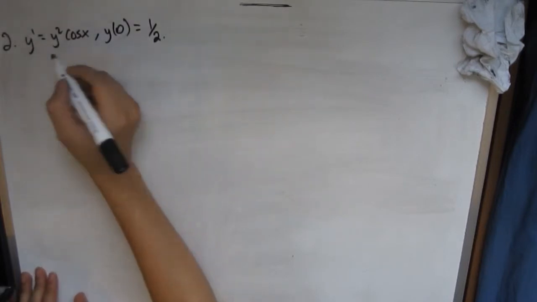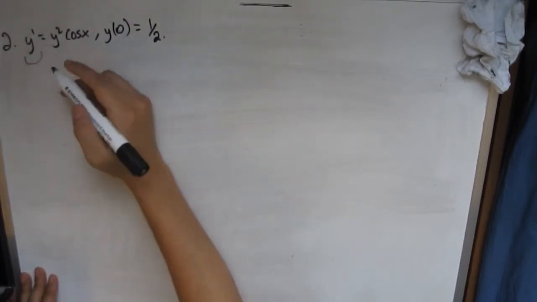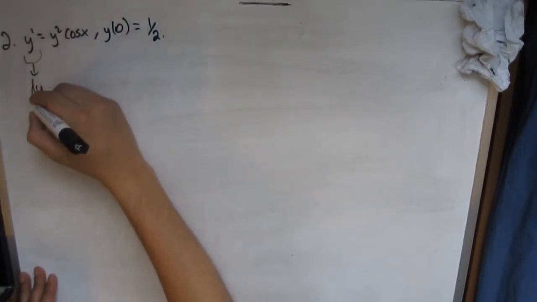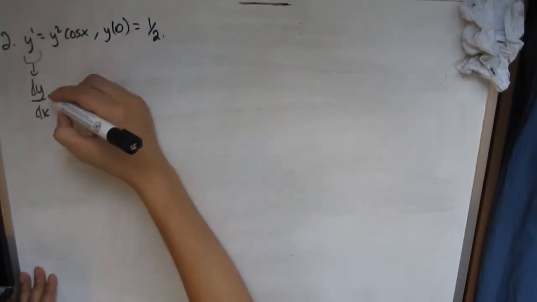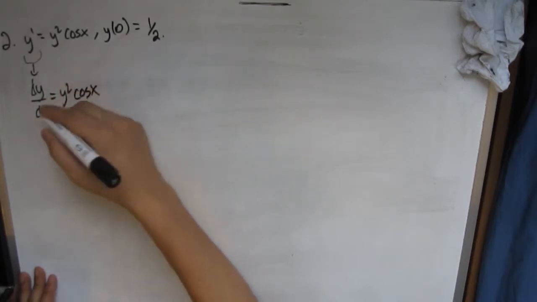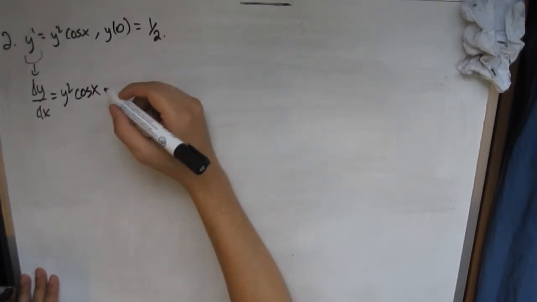By just looking at this, you can tell that y prime can be written as dy by dx, right? I'm saying right to camera. Anyway, so you have dy by dx equals y squared cos x.